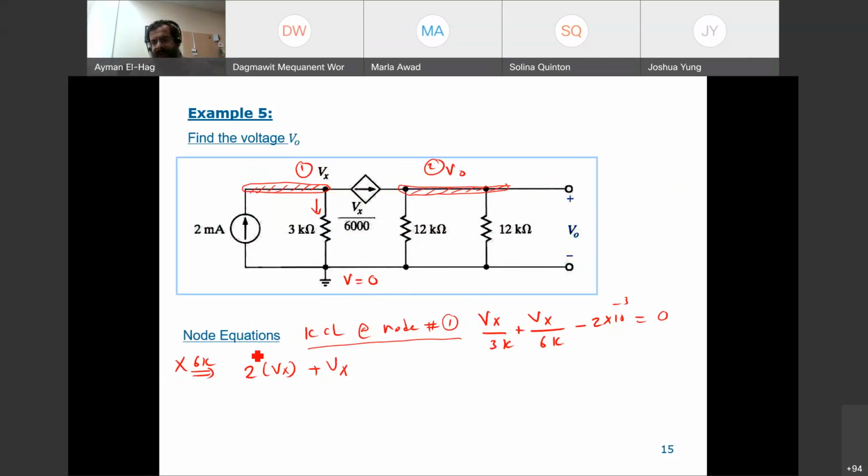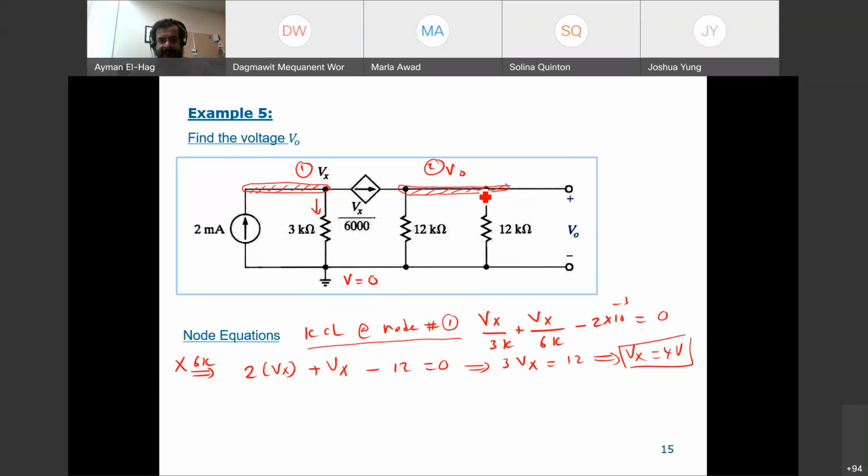Now 6,000 times 2 times 10 to the minus 3, the K will cancel with the 10 to the minus 3. 2 times 6, this becomes minus 12 equal to 0. So from this we have 3Vx equal to 12, and finally Vx is equal to 4 volt. So we found this, but we don't need this. We need this as a matter of fact.